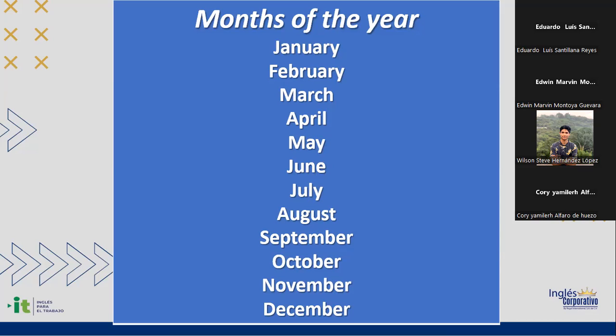Now continue, Eduardo. January, February, March, April, May, June, July, August, September, October, November, December. Okay, only this, the number four, is April. Okay, April.